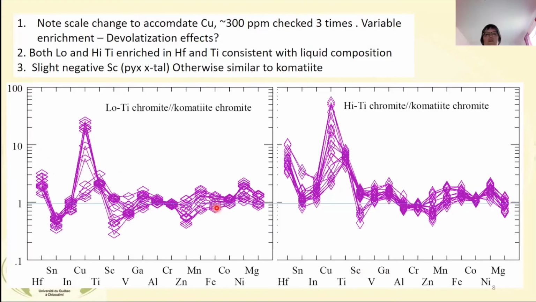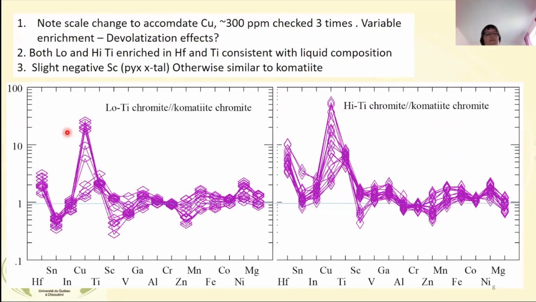Turning now to the Pickrites. Here I had to make a scale change to accommodate the higher copper in the Pickrites. We're getting up to 300 ppm copper, which I know some of you are thinking is just some sort of inclusion, but no, the signals are constant. We've checked it 3 times with different types of settings.